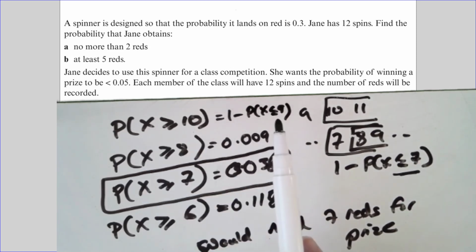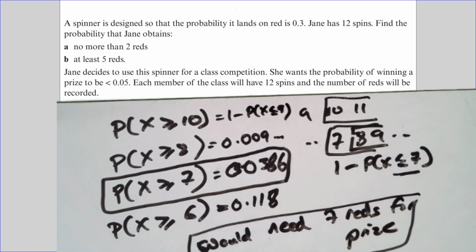This one went into standard form. So this one is a bit less than 5%, it's about 4%. This one here, if you went for 6 to win, you'd have 11.8, so almost 12% chance of winning. So this would be 7 red wins for a prize.